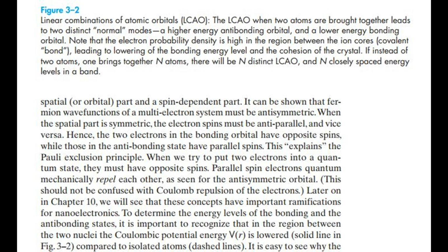This explains the Pauli exclusion principle. When we try to put two electrons into a quantum state, they must have opposite spins. Parallel spin electrons quantum mechanically repel each other, as seen for the antisymmetric orbital.